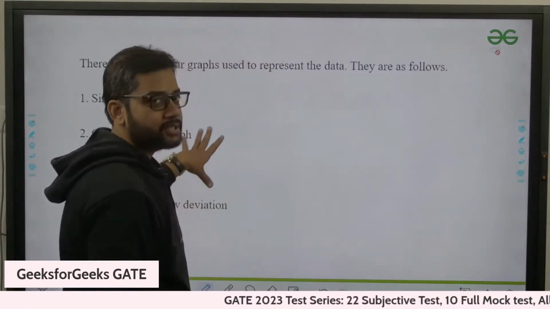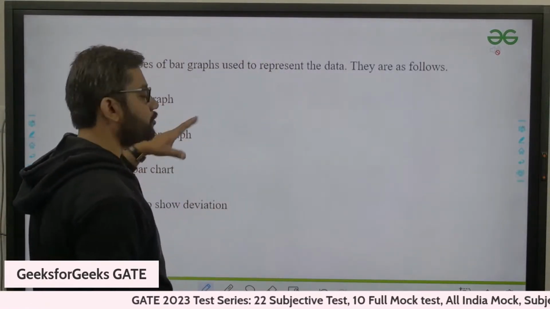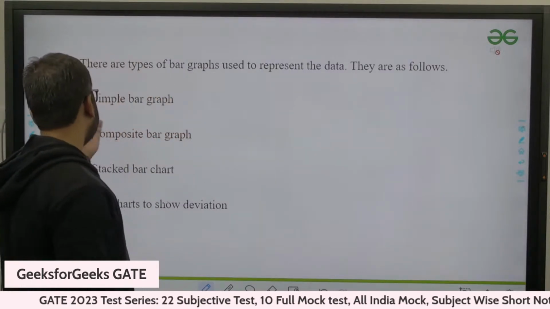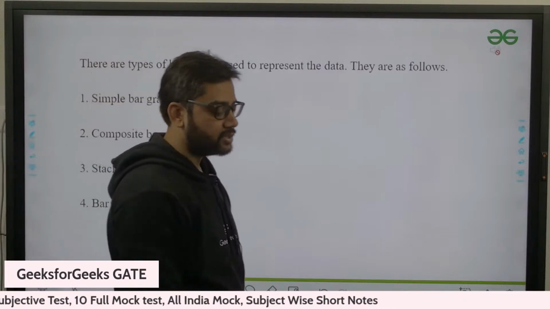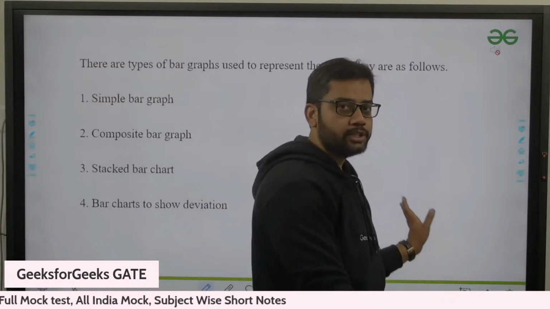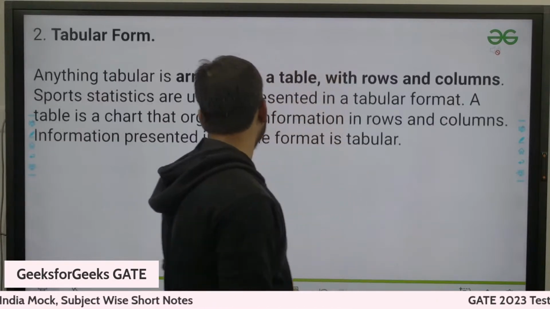Next, types of DI. This is just a list of types of DI. You don't need to understand or remember this: simple bar, composite graph, stacked bar chart, and bar chart in the deviation. You don't need to remember this data.